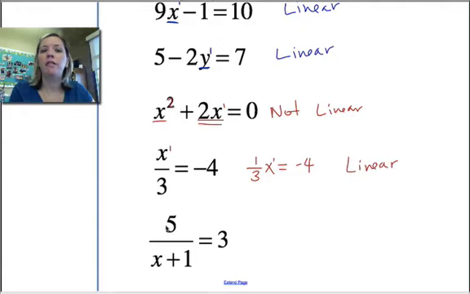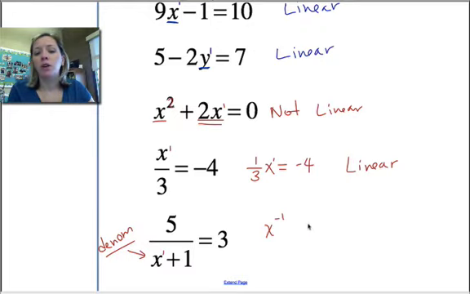Now this is different from the next example. In the next example we have 5 divided by x plus 1. So even though x is being raised to the first power, since it's in the denominator, this makes this a non-linear equation. We haven't talked about these exponent rules, but if we have an x in the denominator, if we wanted to write it in the numerator, it would be the -1 power. So an easy way to just remember this is you can't have any variables in your denominator and have it be a linear equation. So this is an example of something that's not linear.